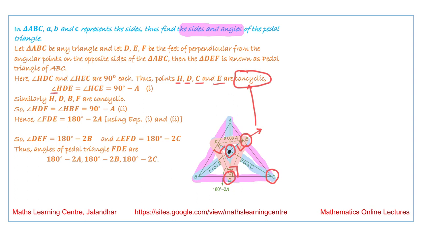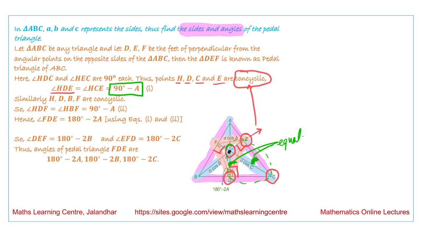So from this result, the angle HDE and the angle formed over here, HCE, both these angles are equal because we will have a circle over here. These points are concyclic, and both these angles are on the same arc, and that will be equal to 90 minus A.